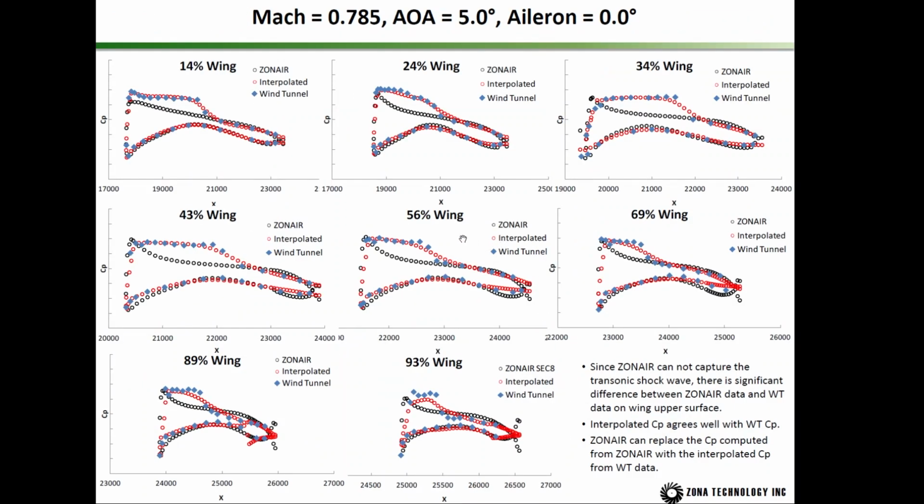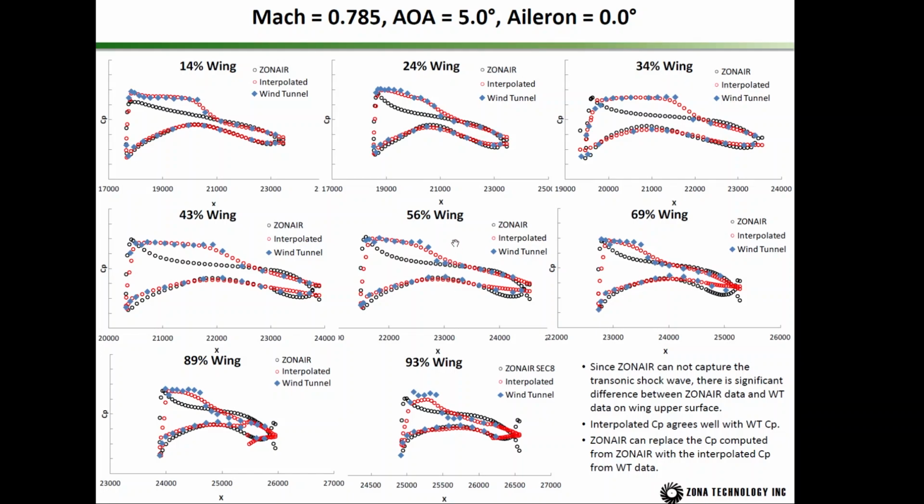The next Mach number is Mach 0.785, with angle of attack 5 degrees. You can see the wind tunnel measured CP clearly shows that a transonic shock occurs, and such a transonic shock cannot be captured by ZONAIR. So there is a large difference between the ZONAIR solution and the wind tunnel measured data.